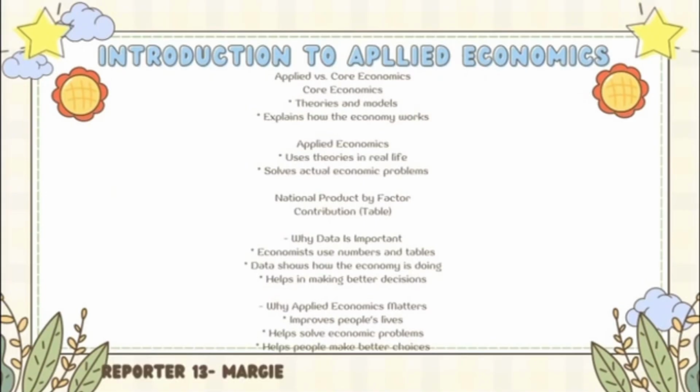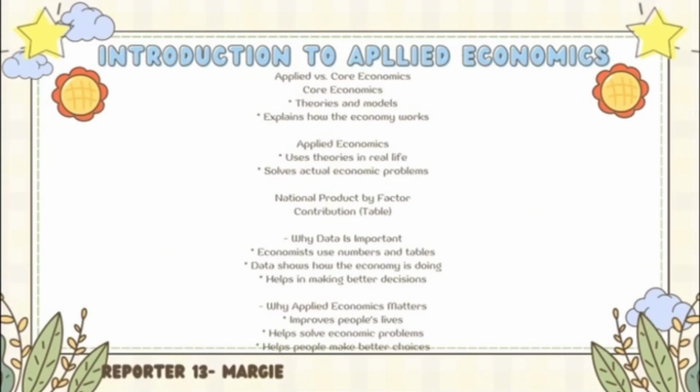Next will be national product by factor contribution. The Table 1.2 is national product by factor contribution at constant prices. In short, this table shows how much each part of the Philippine economy contributed to the country's total production, like GDP, over several years. It helps us answer which sectors contribute the most or which sectors are growing.